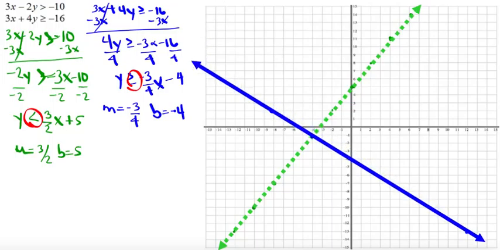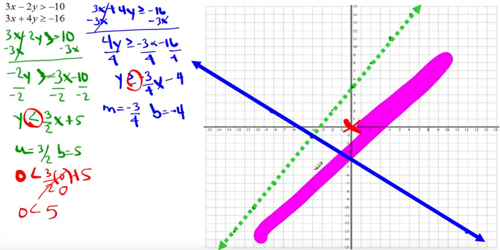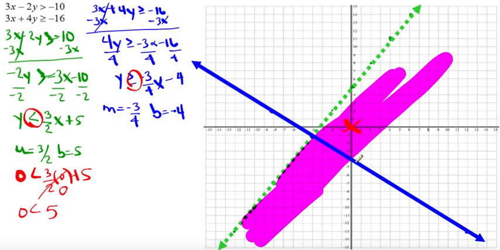Alright, and then the next part is the shading. So going back to the green line, I'm plugging in the origin point 0, 0. So I have 0 is less than 3/2 times 0 plus 5. So 3/2 times 0 is just 0. So 0 is less than 0 plus 5, which is 5. And 0 is less than 5. So I have to shade everything that's to the right of the green line. That includes the 0, 0 point. So everything to the right.